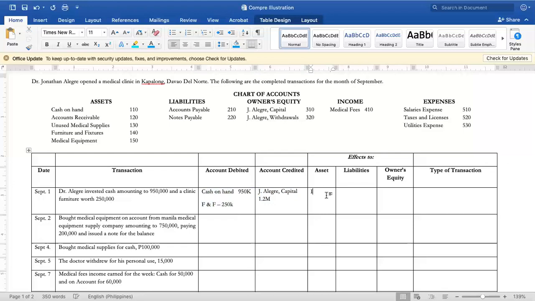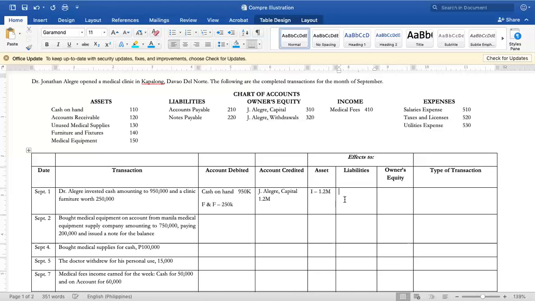Why increase? Because diba, we debit cash, it's an asset account. We debit furniture and fixtures, it's an asset account gihapon. Normal balance of asset is debit. Every time we debit an asset account, it will increase the total asset account. Therefore, we debit a cash on hand, we debit a furniture and fixtures under asset. So the total effect on your asset, it will increase by how much? 1.2 million. Diba? 1.2 million.